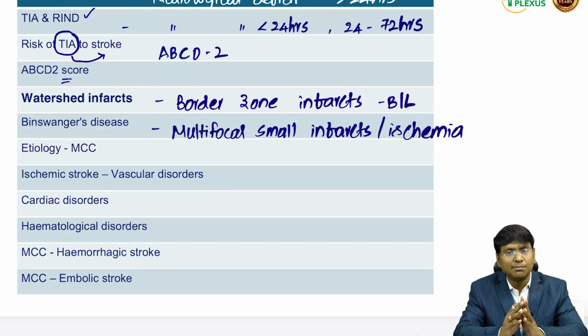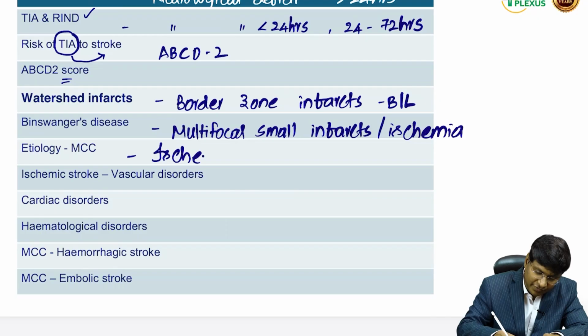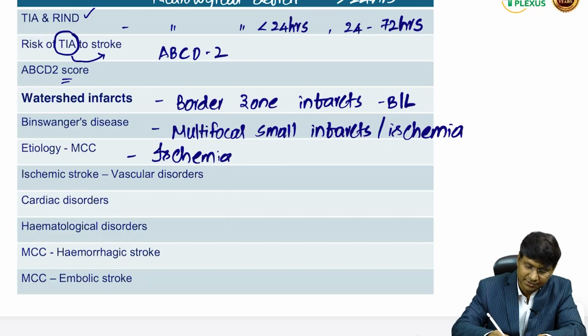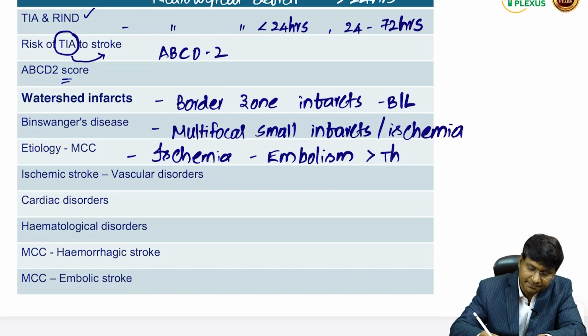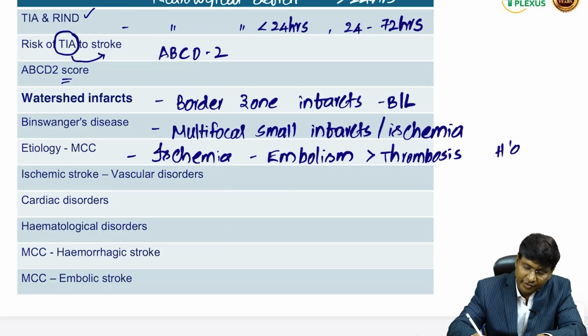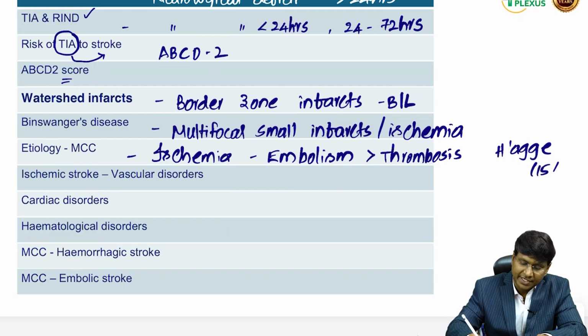And overall, what is the most common cause of stroke? It is ischemia. Within the ischemia, the stroke might be because of thrombus formation, or it might be because of an embolus in the cerebral vasculature. The most common cause of ischemia will be embolism rather than thrombosis. The other cause of stroke is hemorrhagic stroke. But between ischemic and hemorrhagic stroke, 85% will be ischemic stroke, and only 15% of etiologies are hemorrhagic stroke.